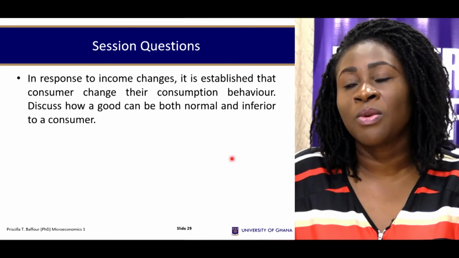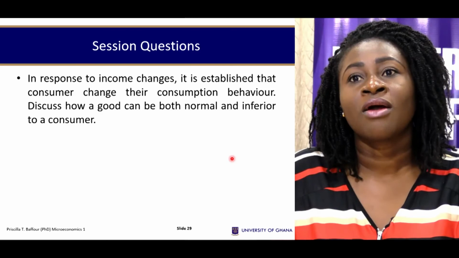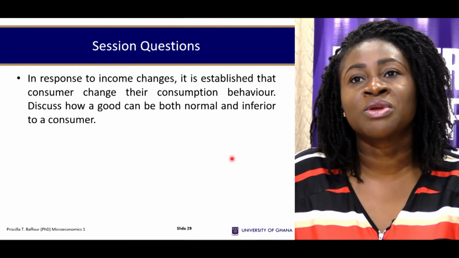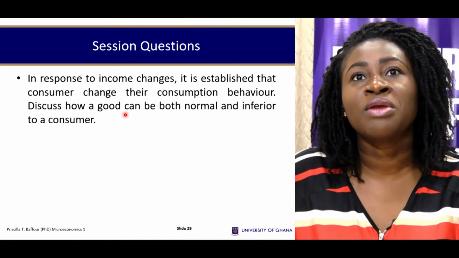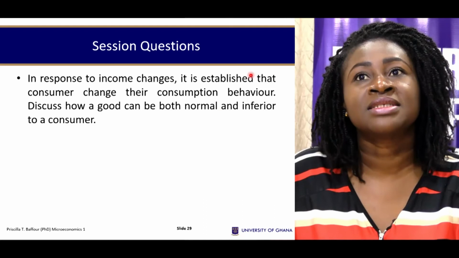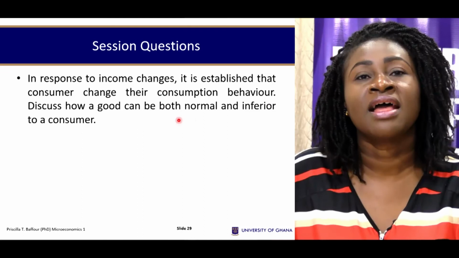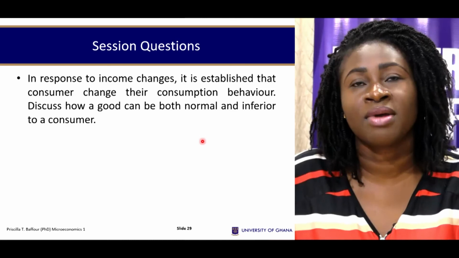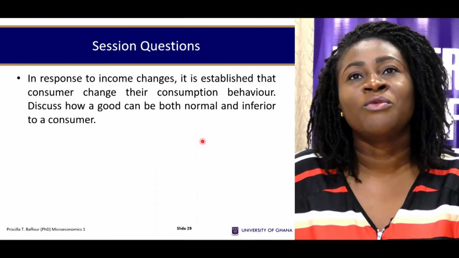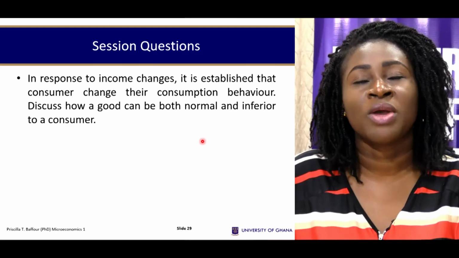That is it for this section, where we have looked at consumer theory, which is the equilibrium of the consumer. We have looked at the price consumption curve, the income consumption curve, and the Engel curve. In response to changes in income, the consumer changes their consumption behavior. Discuss how a good can be both normal and inferior to the consumer. Based on the knowledge you have, discuss this concept. Within which segment would a good be normal and inferior to a consumer at the same time?